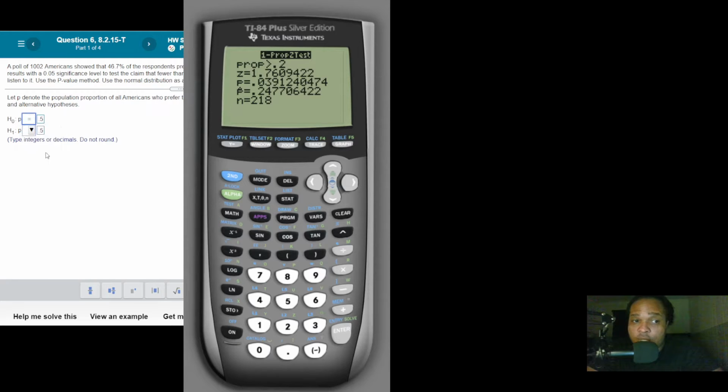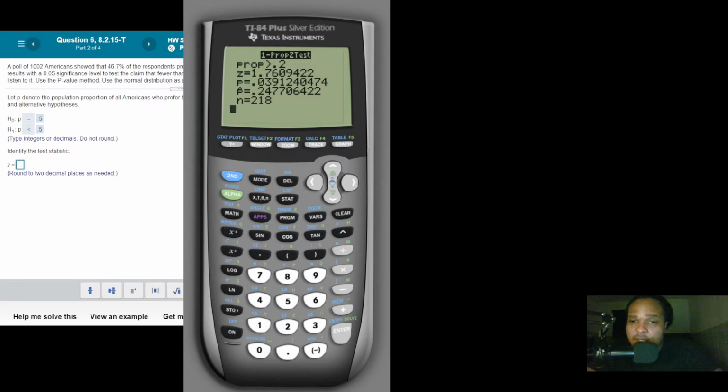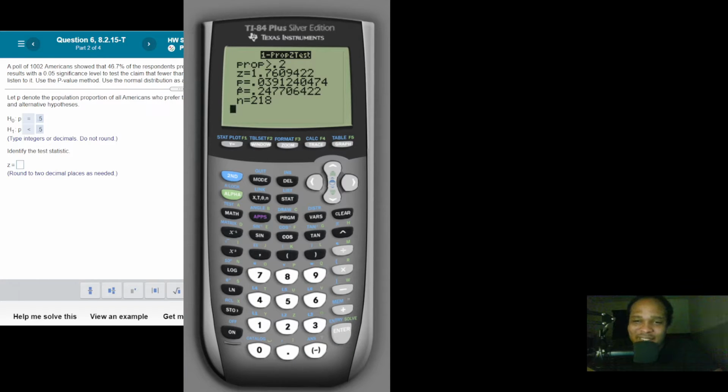So H0 is always equal to. Now they said fewer. Fewer means less than. So we're going to choose the less than. All right, fantastic. Now what is the test statistic? Yeah, sorry, you guys had the calculator in your way. I'm sorry about that. All right, well, we're going to put the calculator on again anyway.